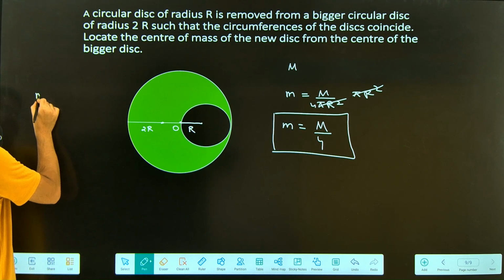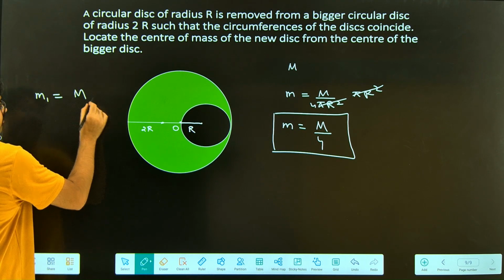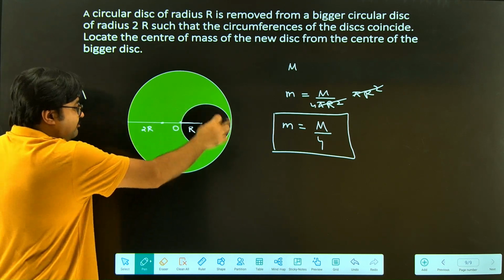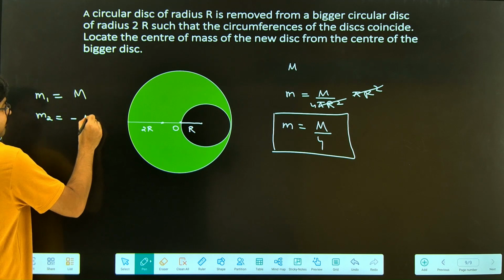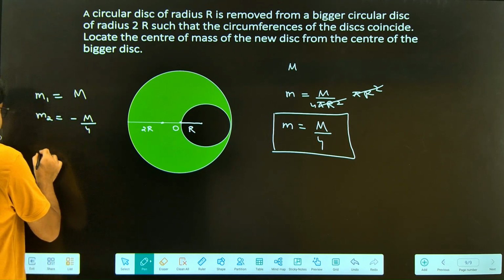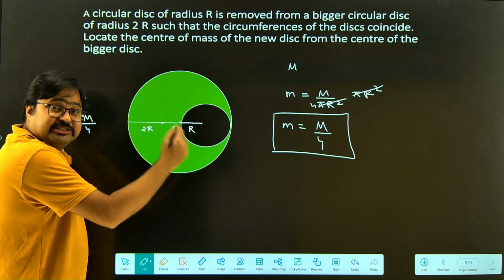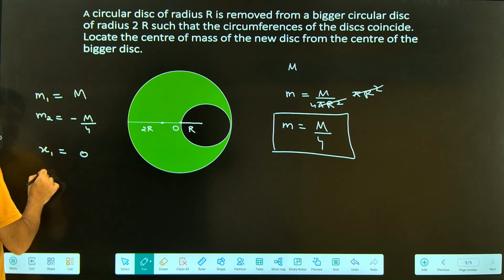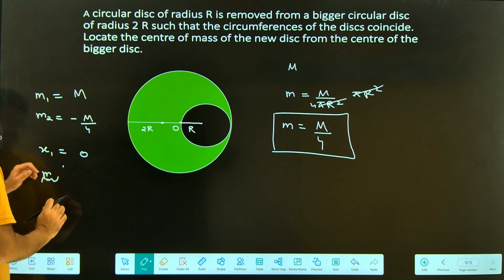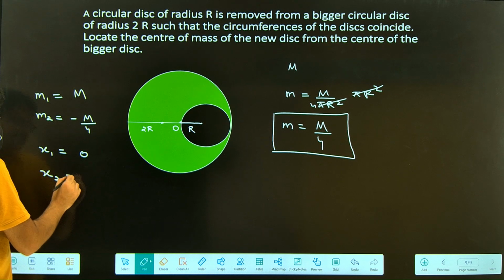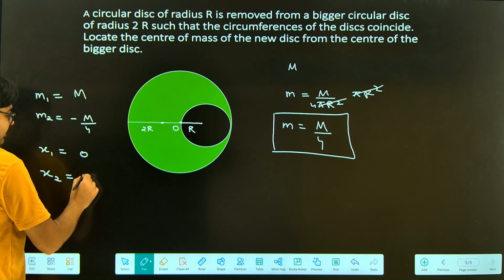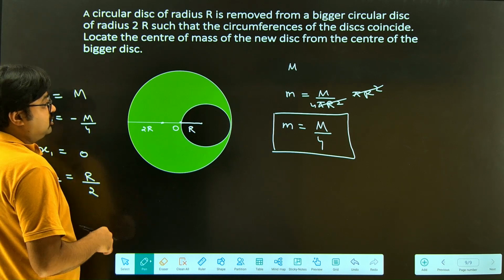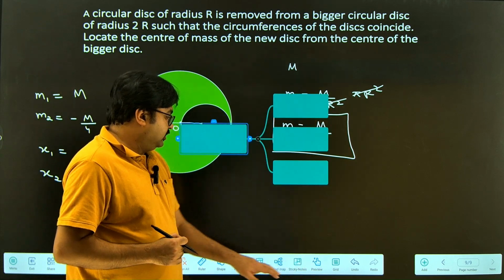M1 in this case is equal to capital M, which is the complete disk. M2 is the negative mass disk, which is minus M by 4. x1 is the center of mass of the bigger disk, which is at the origin, so that's 0. And x2, which is the x coordinate of the negative mass, is here, which can be written as r by 2. I think it's time for us to use the formula and get to the answer.